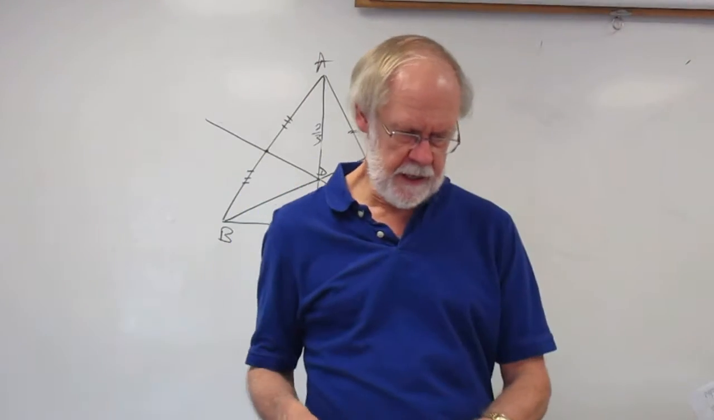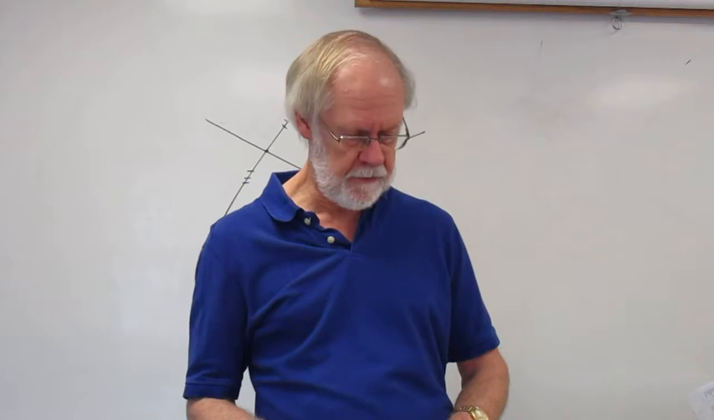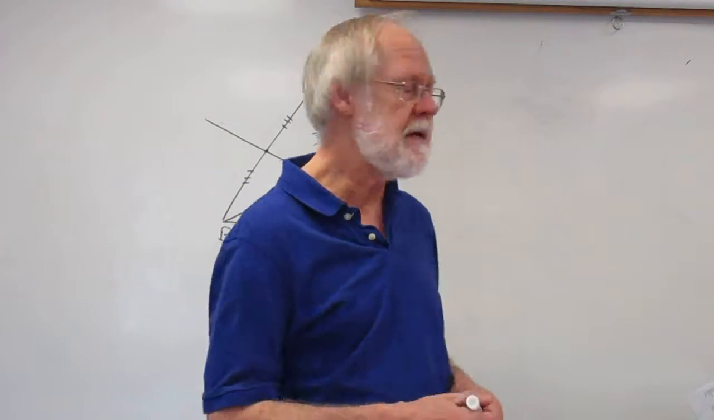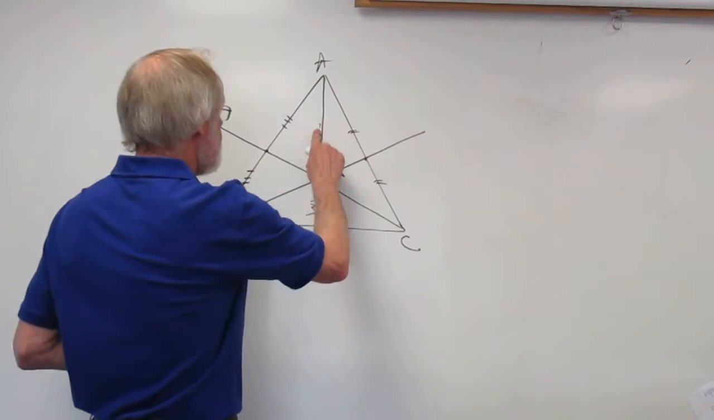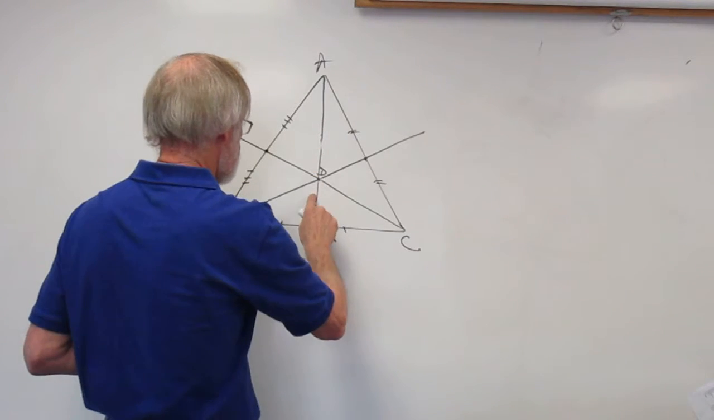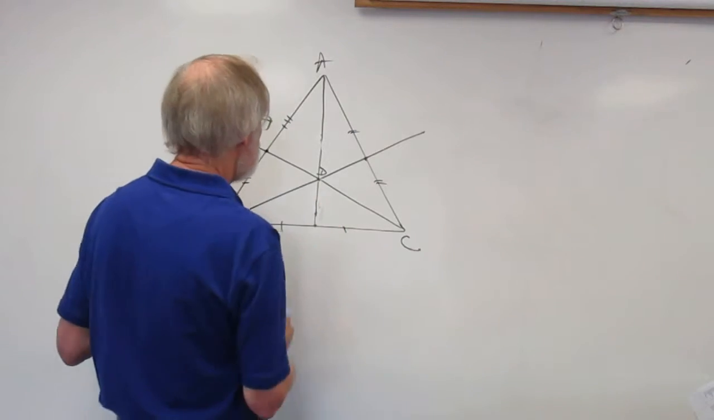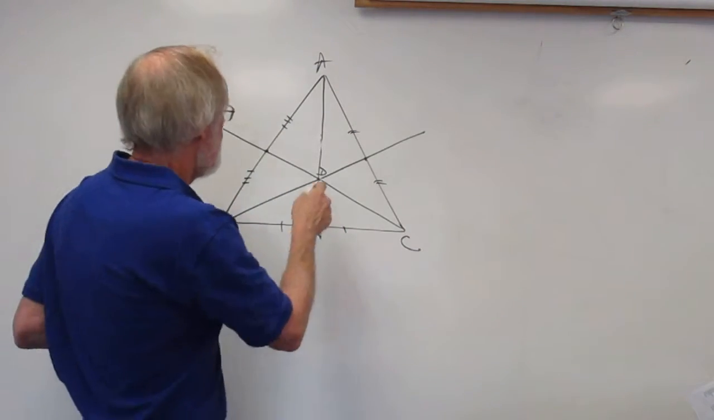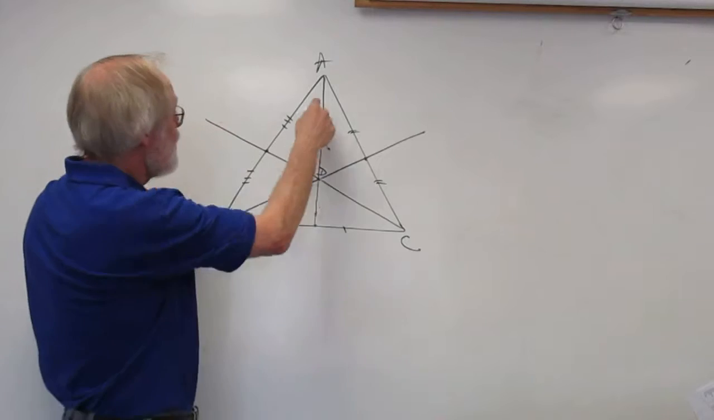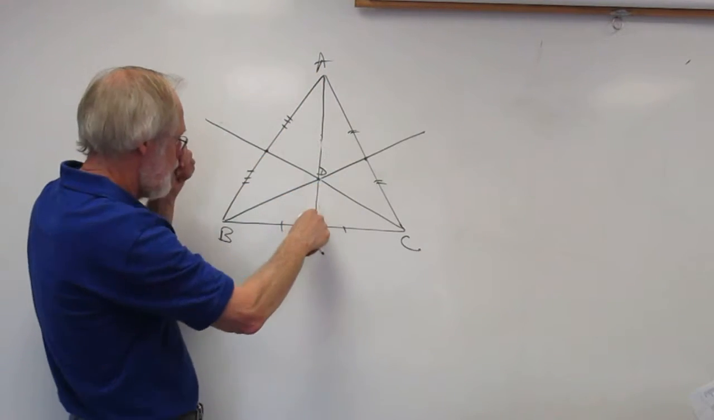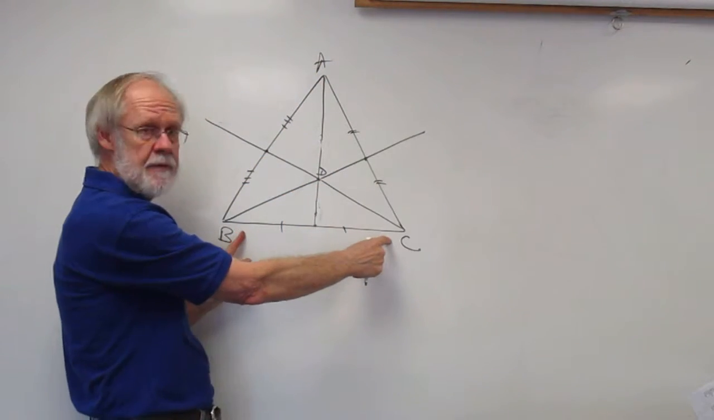Hi there. We're looking at section 5.3, medians and altitudes. So we'll start with medians. A median is a line segment that is drawn from a vertex to the midpoint of the opposite side. So I started here at A, I drew down to the midpoint of side BC.